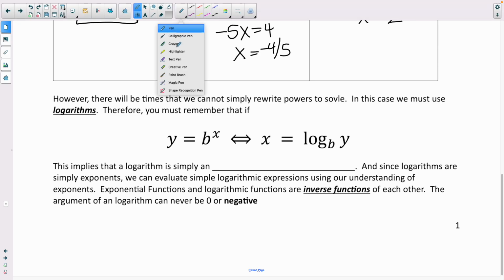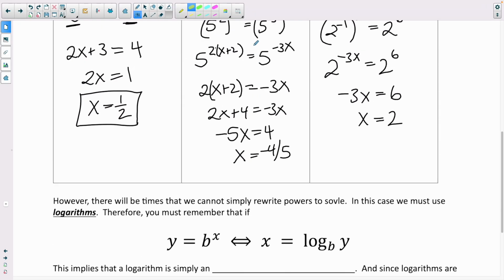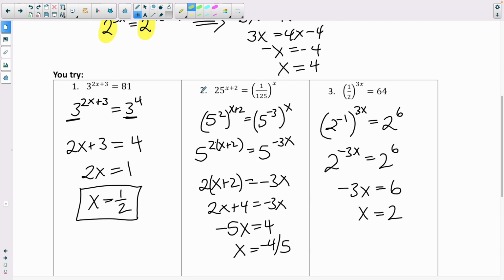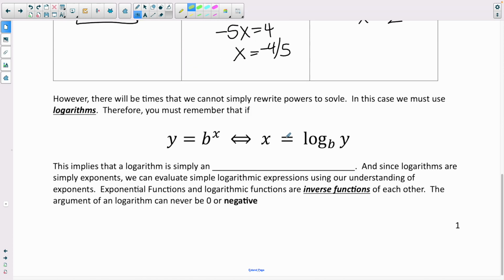Going to get into logarithms. And so the reason we wanted to do this prior with the exponents, this is going to help us evaluate some logarithms. So there's going to be times we simply can't rewrite powers to solve. In this case, we must use logarithms.